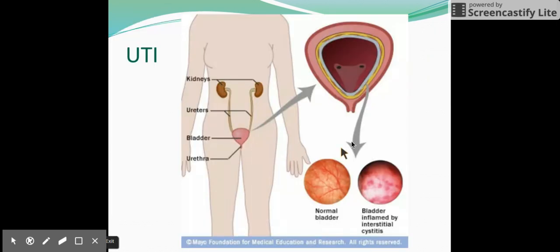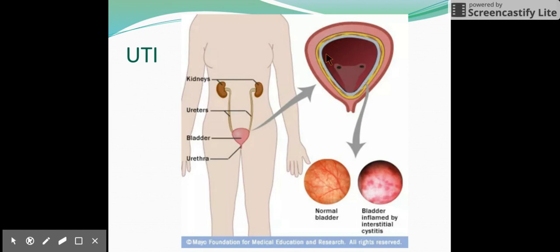So, some problems that can arise inside of the urinary system. The first one I'm going to talk about is called a UTI. That stands for urinary tract infection. This is where you have an inflammation or infection of either the bladder or the urethra leading down from the bladder. And here you can see normal bladder tissue, and here you can see some infected bladder tissue. You can see the difference. You can see those bacterial colonies all along that bladder tissue.